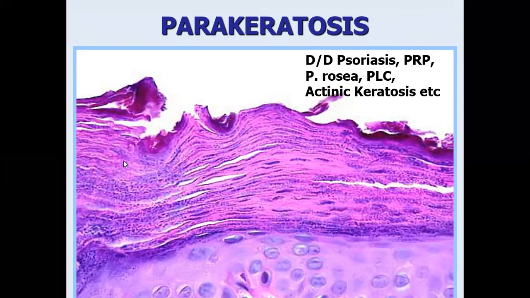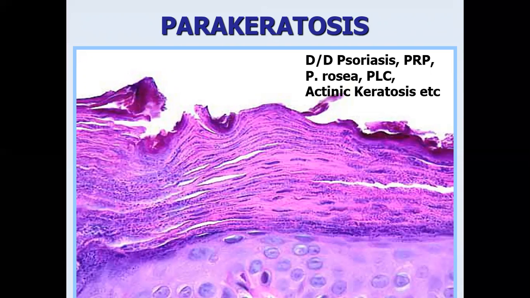Parakeratosis means retention of nuclei in the stratum corneum. Usually, the stratum corneum does not have nuclei. Before the keratinocytes enter into the stratum corneum, they lose their nuclei, and it is only their envelope or the cell membrane which forms the stratum corneum. Presence of nuclei in the stratum corneum, which we see in parakeratosis, means that the keratinization is not occurring properly.